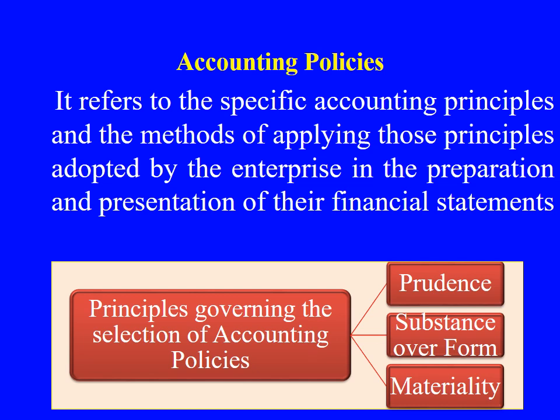While selecting such principles and policies, the company should give importance to three things. One is prudence, substance over form, and materiality. So these are the three principles which govern the selection of accounting policy. If a company is selecting a particular accounting policy, then that company has to consider three principles. What are those? Prudence, substance over form, materiality.